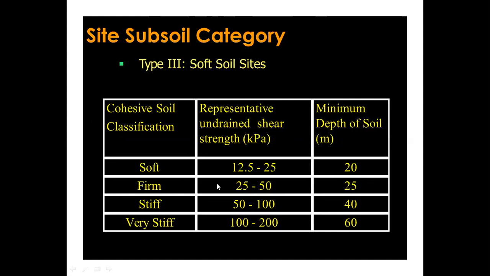For a firm soil, shear strength is taken between 25 to 50 kilopascal and the depth of soil is 25 meter. For the stiff soil, the shear strength is between 50 to 100 kilopascal and minimum depth of soil is 40 meter, right? When very stiff soil, shear strength is taken as 100 to 200 kilopascal and the depth of soil is 60 meter.